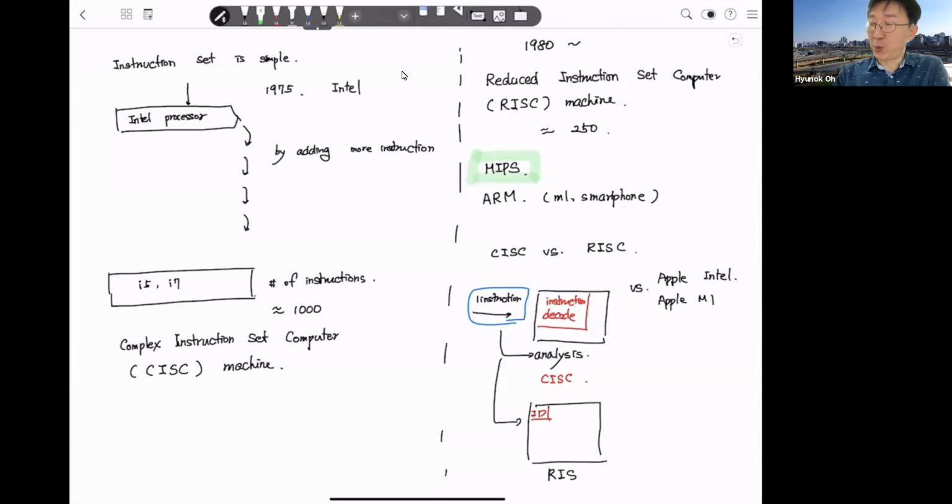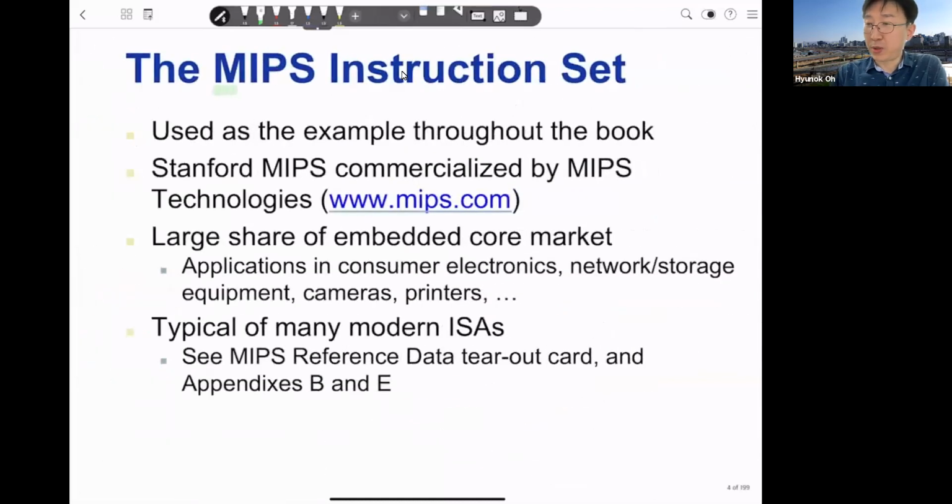So we will learn about the MIPS instruction set. All examples will be MIPS. MIPS was commercialized, but these days the commercial one is not exactly the same as the MIPS instruction set, but RISC-V is open source and very similar to MIPS. After you understand the MIPS instruction set, you can easily understand other processor architectures. MIPS is a reference for many other instruction set computer systems.